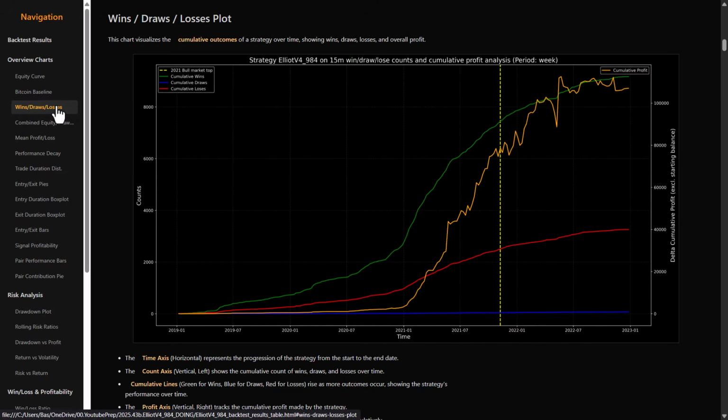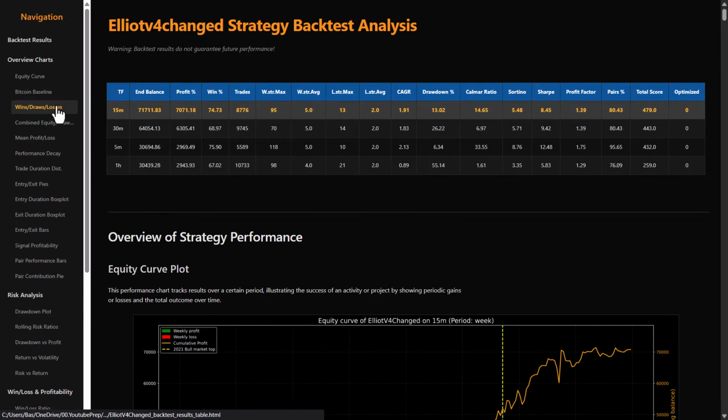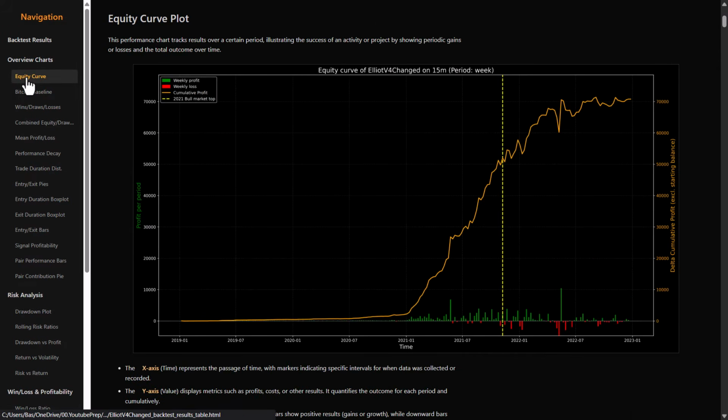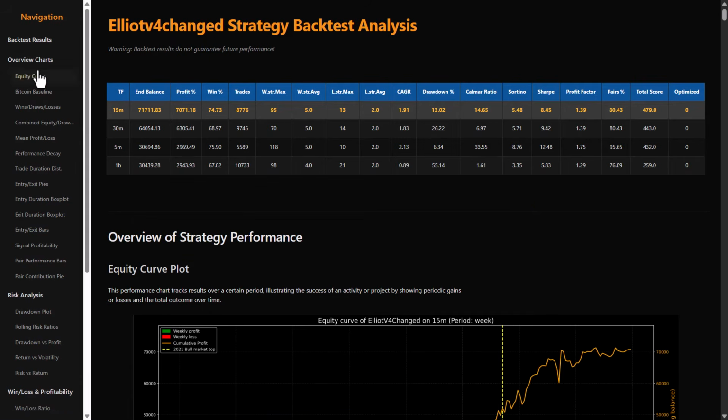The Elliot V4 changed seems to be a trade-off between this more stable curve and a more jagged performance. Its end result is also somewhere between the V3 and previous V4 version, with a hypothetical profit of over 7,000% and a drawdown of 13% and a profit factor of 1.39, it sits somewhere in between.